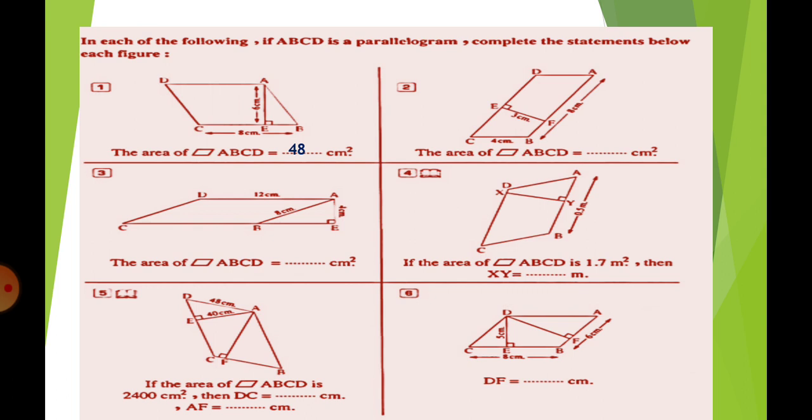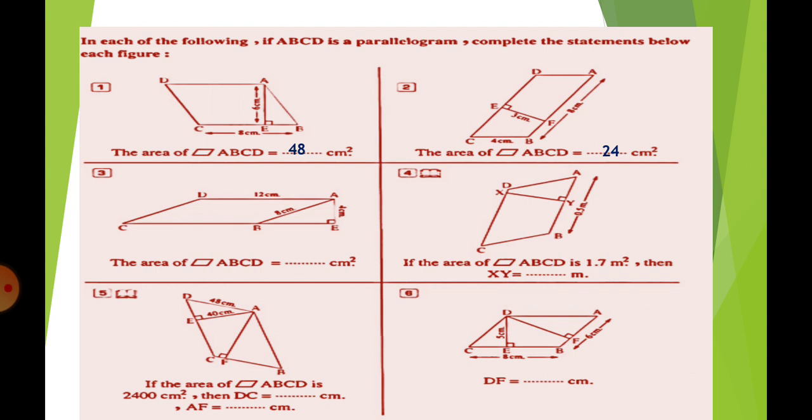Number 2, the base equals 4 and another base equals 8. But here we have one of the heights, height EF, and the corresponding base equals 8. Then area equals 8 times 3, 24 centimeter squared.